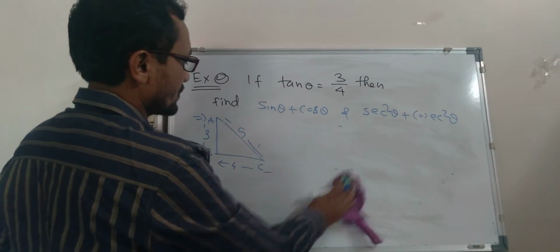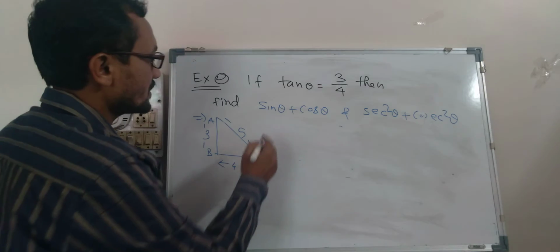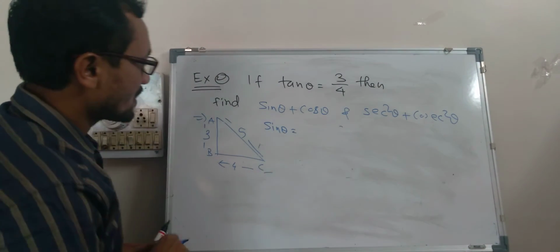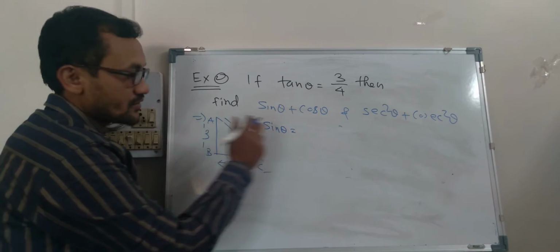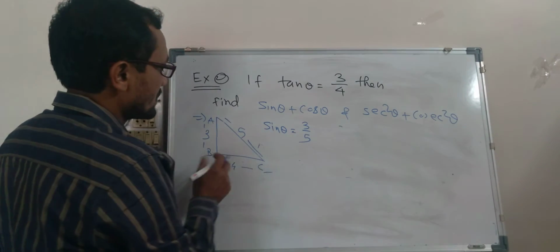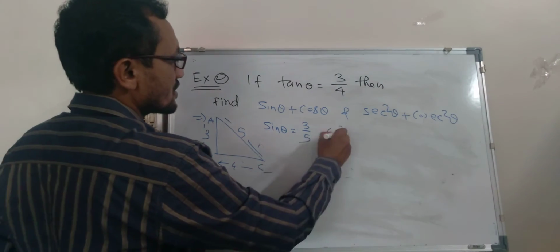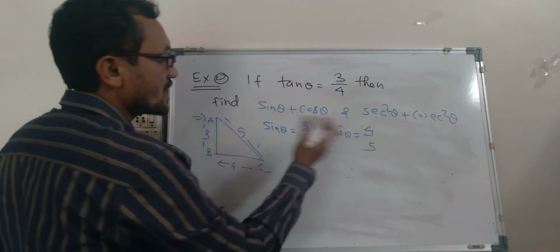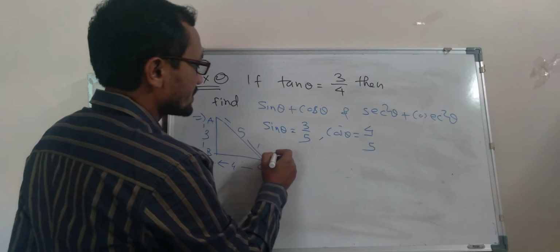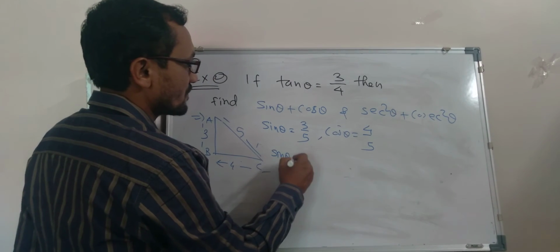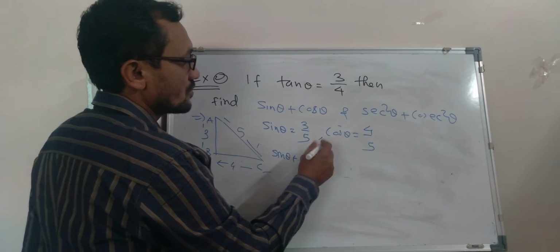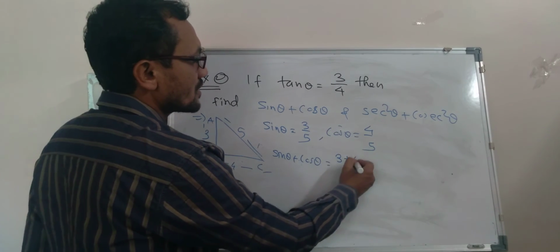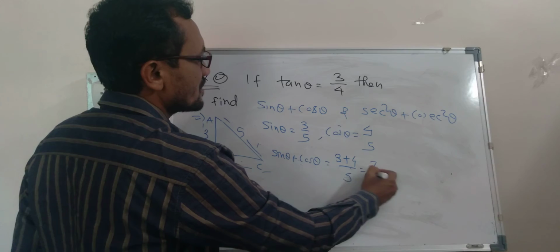and various trigonometric ratios. Okay. So what is your sin theta then? It is height upon hypotenuse. So we have 3 by 5. What is cos theta here? It is base upon hypotenuse. So 4 by 5. And what is the addition of this? So what is sin theta plus cos theta? We have common denominator, so we will add the numerators. So 3 plus 4 divided by 5. So it is 7 by 5.